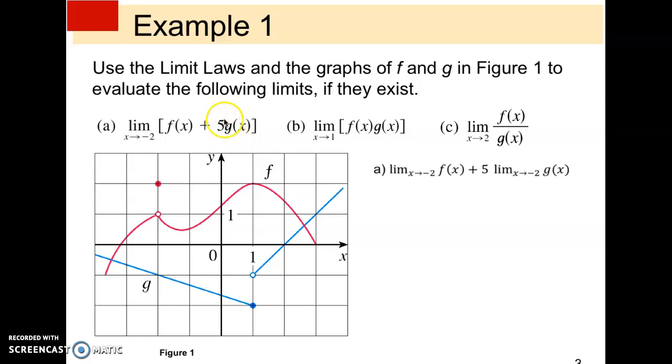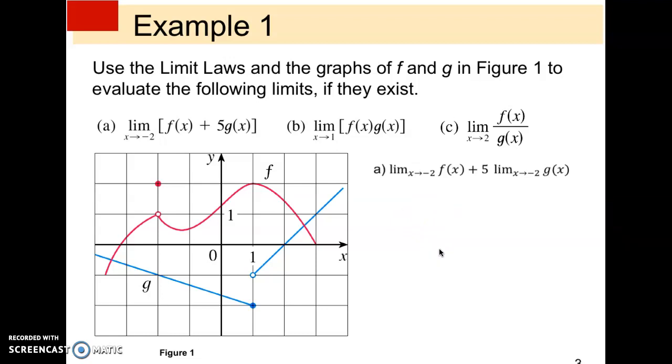But the second function also has a number in front of it, which is rule number one. If I have a number multiplied by a function, I can take that number and bring it to the front. So part A is equivalent to the limit as x approaches -2 of f of x plus 5 times the limit as x approaches -2 of g of x. So I have applied two of the rules here. I've actually used rules 1 and 2.